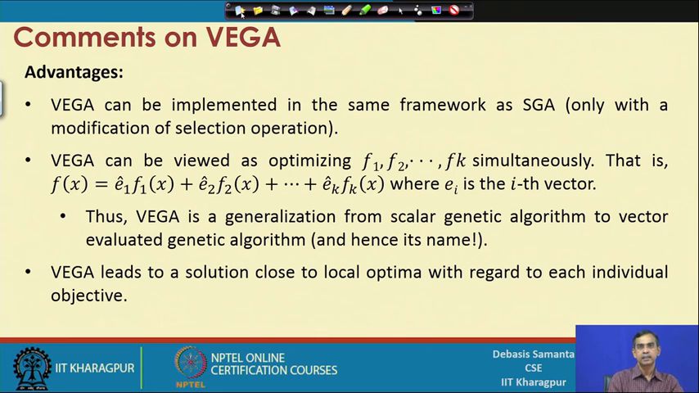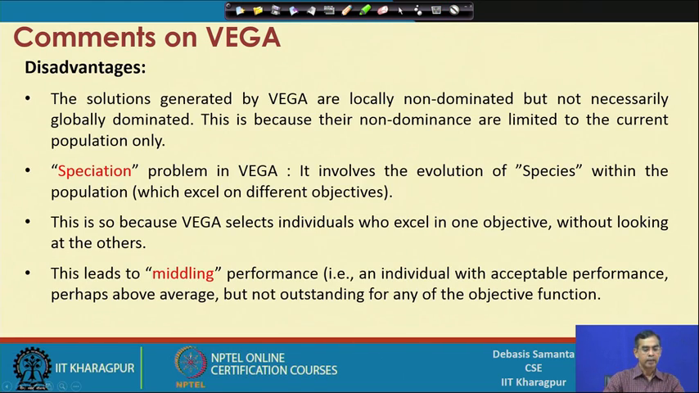With thorough research and experiments on different case studies, it is observed that this VEGA approach is comparable to the previous two approaches, namely lexicographic ordering and SOA approach. It also leads to a solution very close to the local optimum with regard to each individual objective. So this can be considered a better approach so far among the approaches we have learned. The simple genetic algorithm framework can be easily adapted to implement VEGA, and it gives better results compared to the previous two approaches.